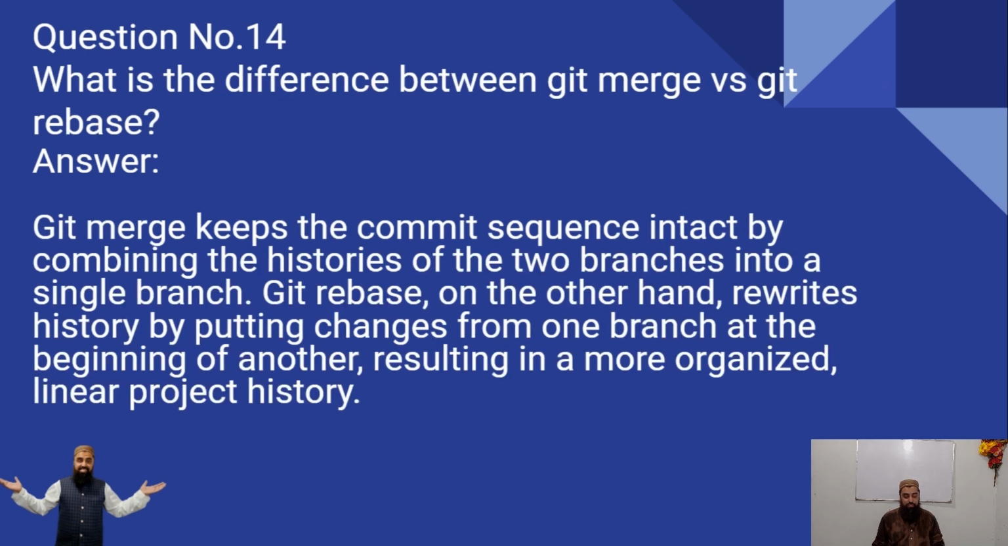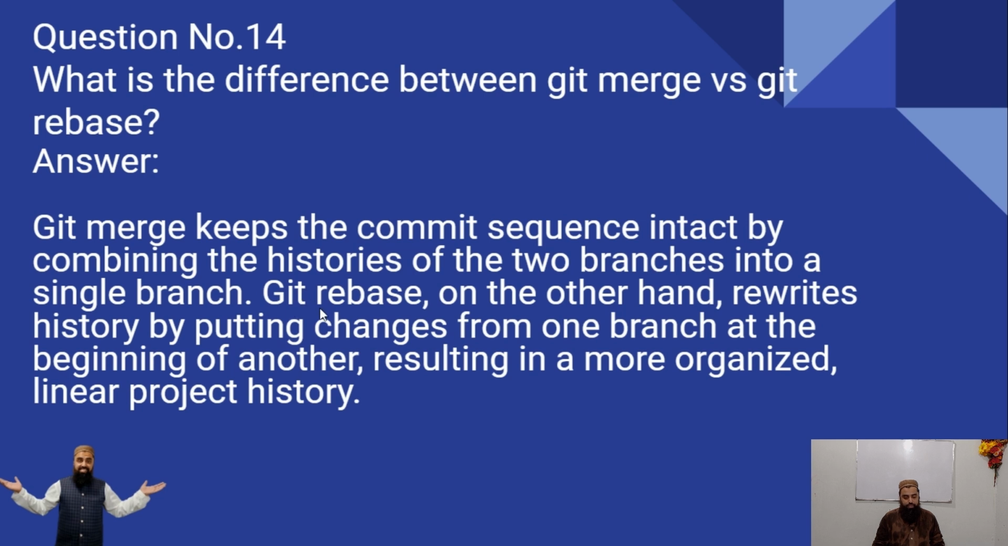Question number 14. What is the difference between git merge versus git rebase? The difference is that git merge keeps the commit sequence intact by combining the histories of the two branches into a single branch. We saw that we can use git merge to merge two branches, and the two branches with their histories are combined, so we can have a huge amount of commits because the commits of both branches are combined as well, and it can make our history or the branching tree dirty.